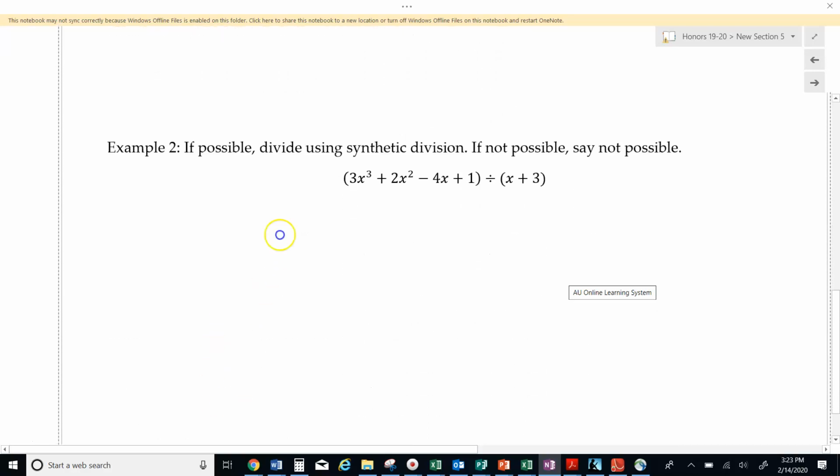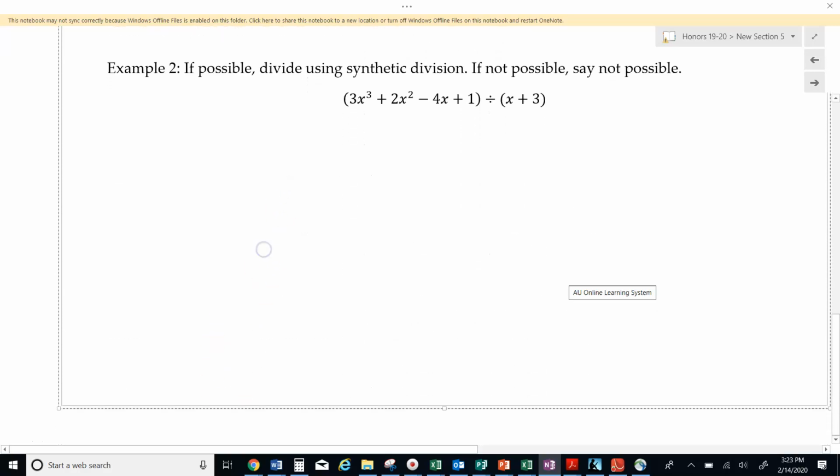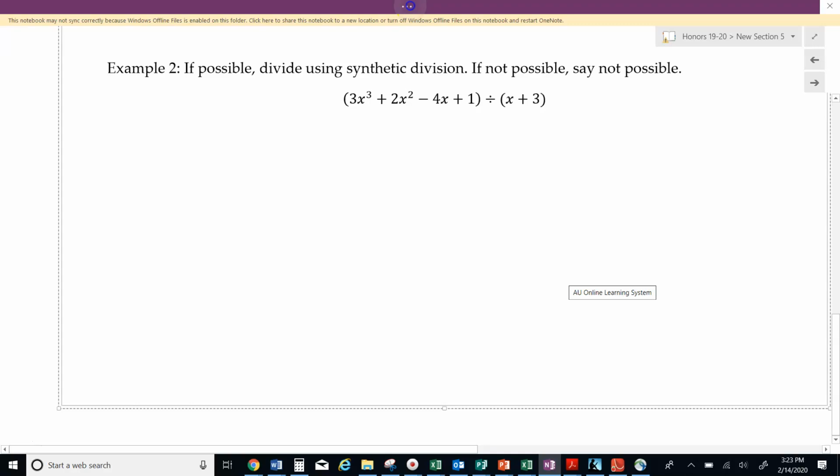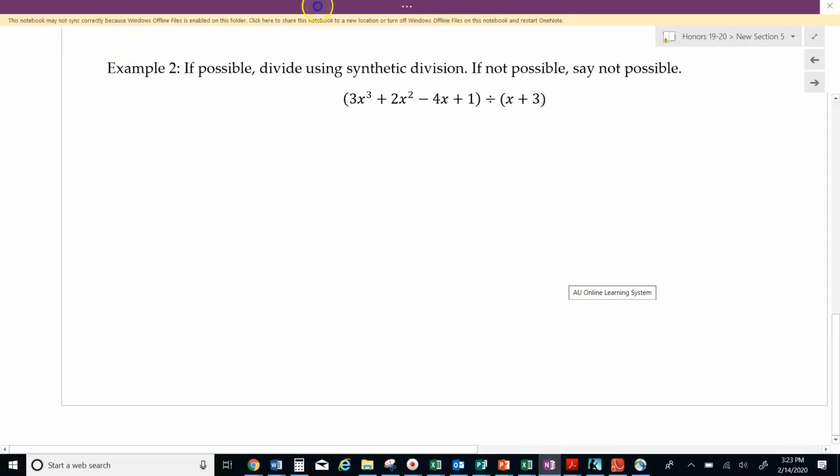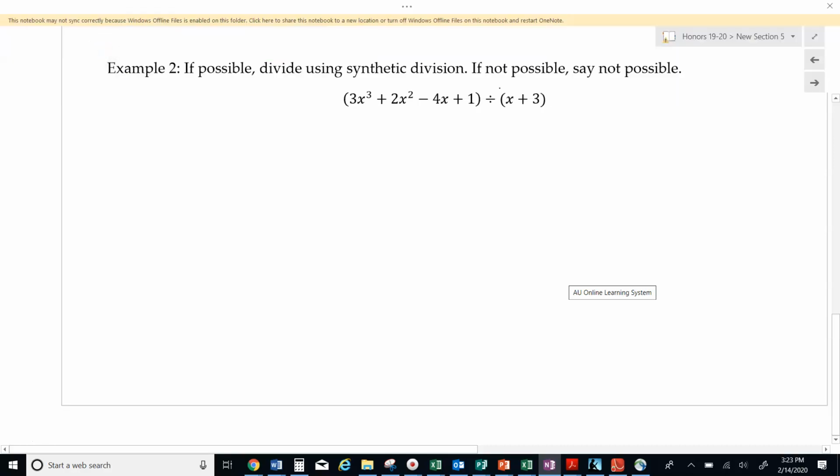So we're just going to do a few more example problems, okay? If possible, divide using synthetic division. If not possible, say not possible. So here, again, I want to make sure that this is linear. It is. There's no exponent, and then I need to solve for that.